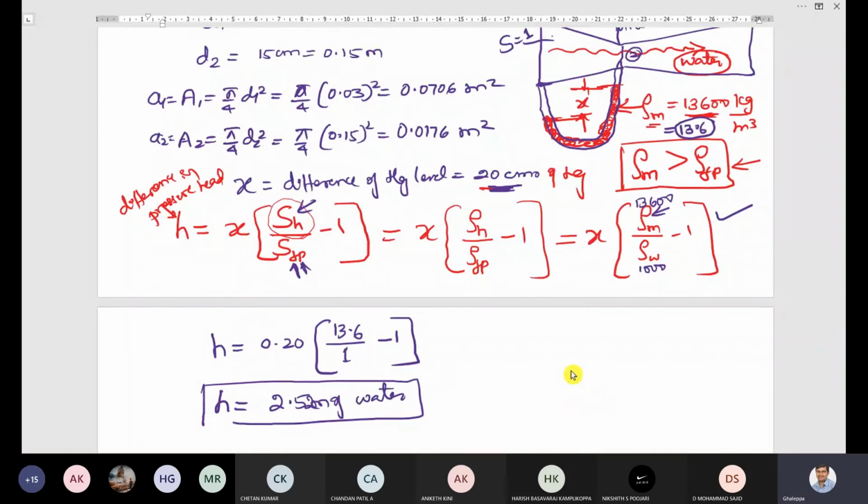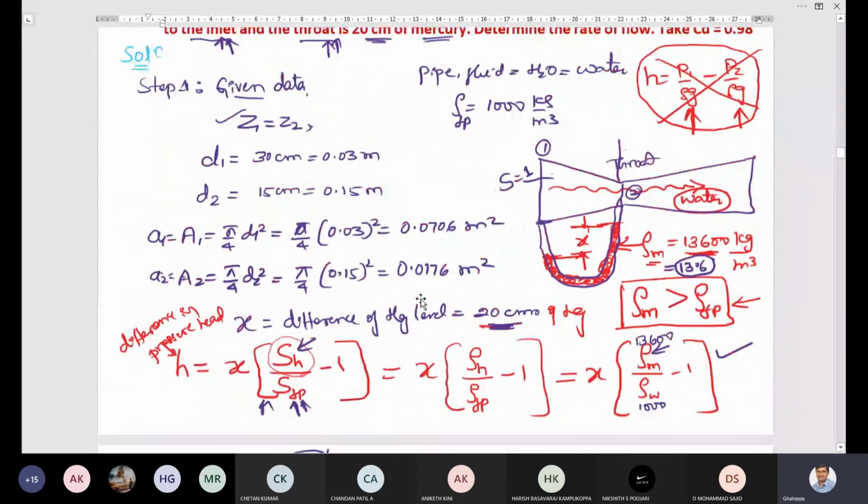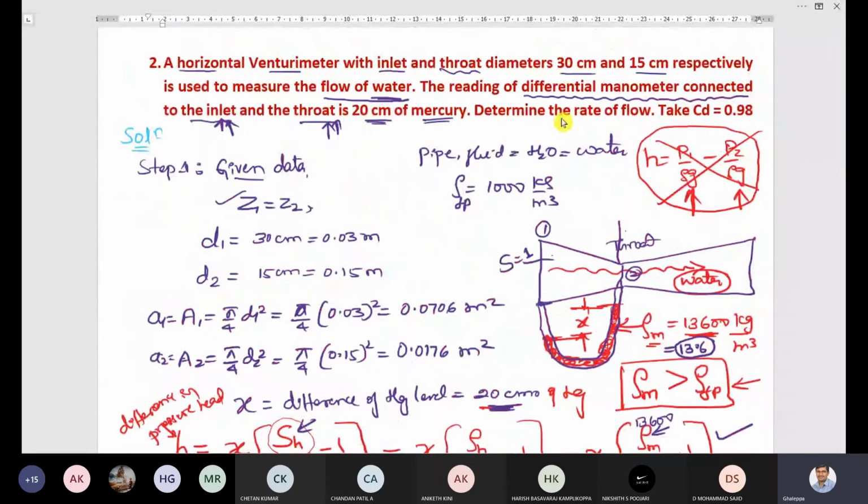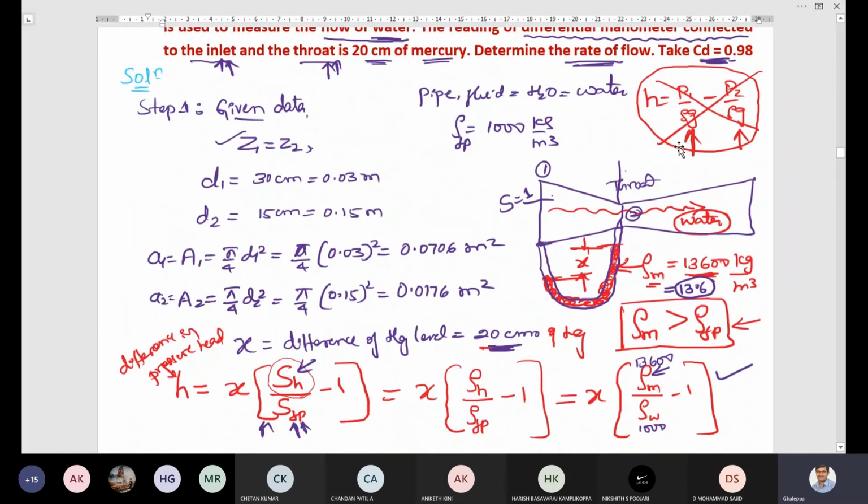So why are you using 2.52 meter of water? Because this centimeter of mercury we have converted with the help of 13.6, with the help of this formula. So H is known for us. What is the formula for calculating discharge? Finally, what he has asked is to determine the rate of flow, meaning discharge, and he has given the value of CD. CD stands for coefficient of venturimeter, or you can use the word coefficient of discharge. Both are the same.